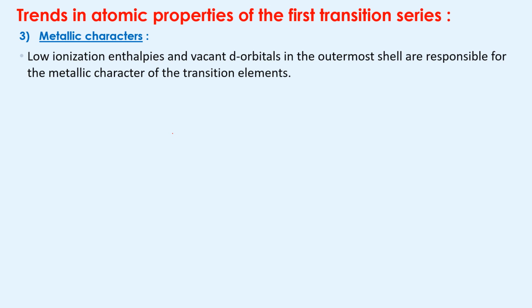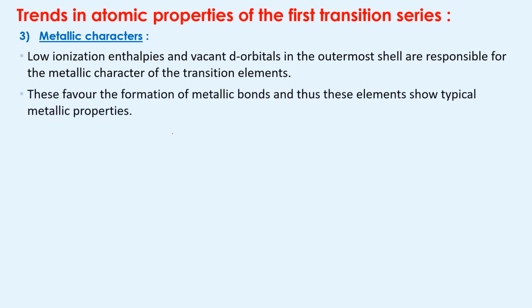So we start with metallic character. Low ionization enthalpy and vacant d orbitals in the outermost shell are responsible for the metallic character of the transition elements. So these are the two characteristics. That's why your transition elements show metallic character. This behavior favors the formation of a metallic bond, and thus these elements show typical metallic properties.